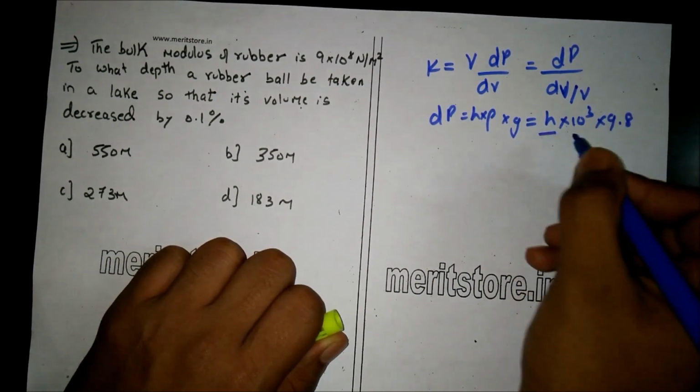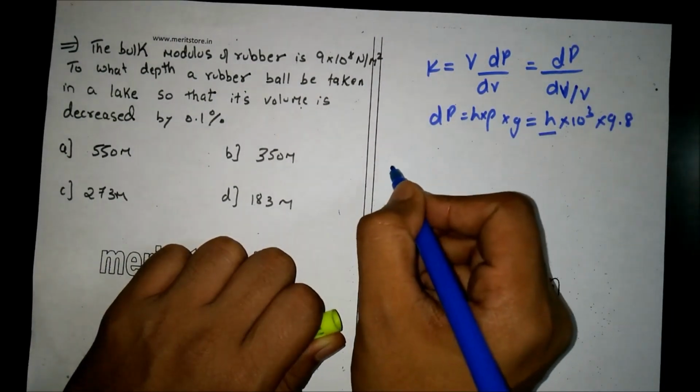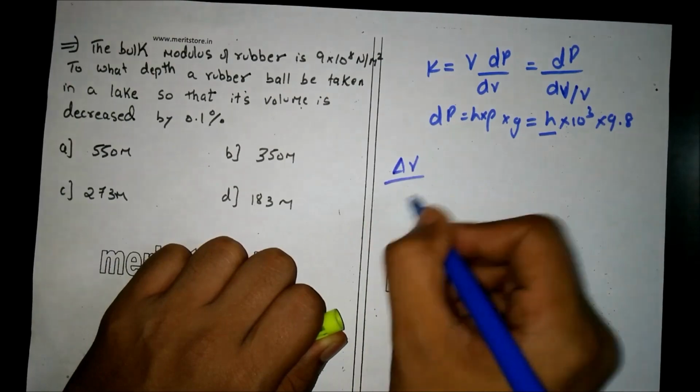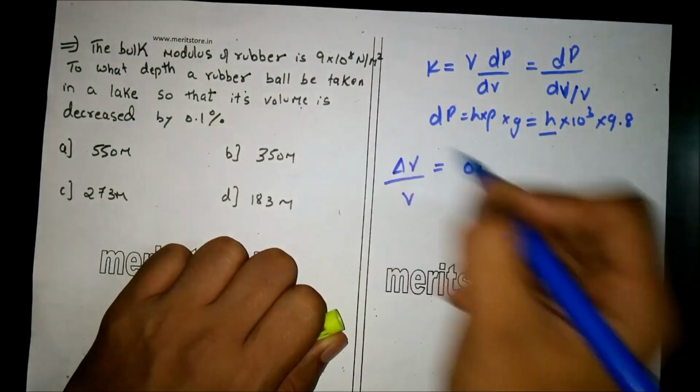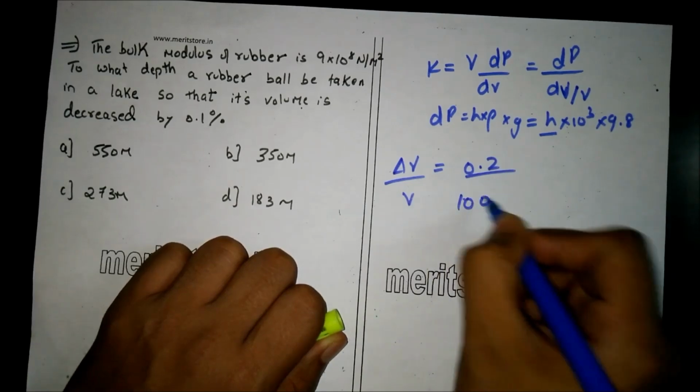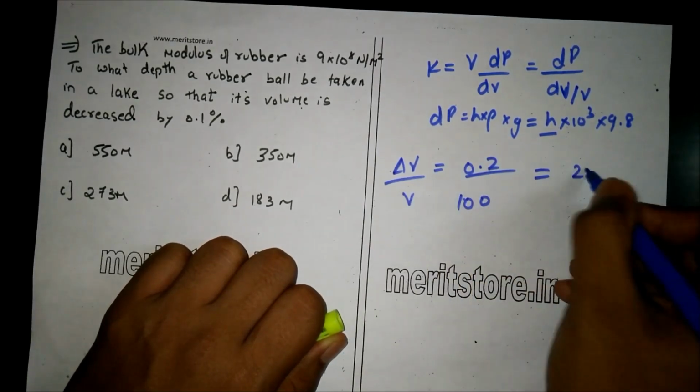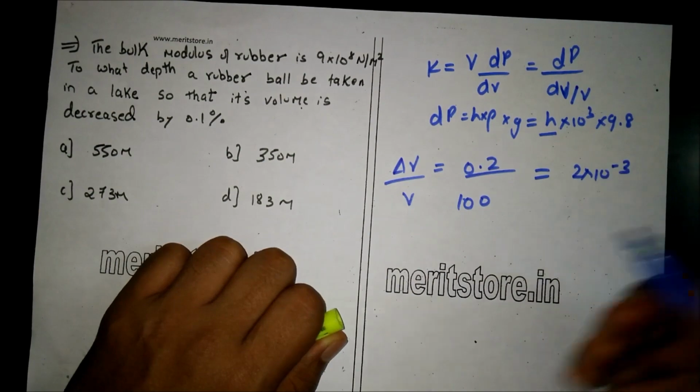We need to find the value of H. Now the change in the volume will be given by 0.2%, which is 0.2 upon 100, which is equal to 2 into 10 raised to minus 3.